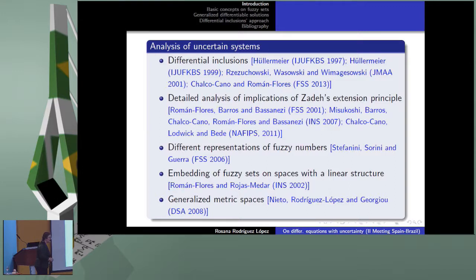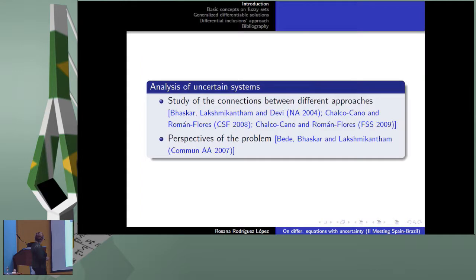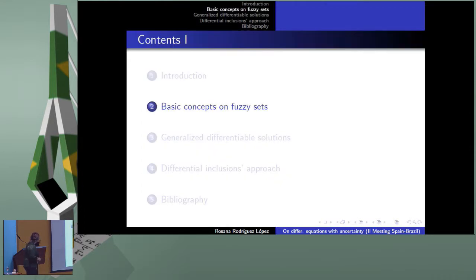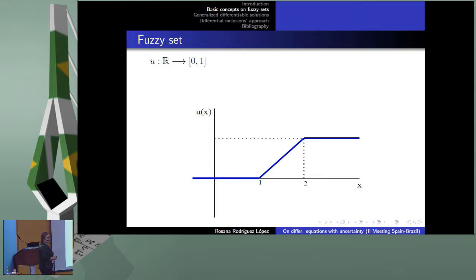The approach of differential inclusions is connected with many monographs and books, for example, about set valued analysis from Aubin and Frankowska or Michelina. And in relation with the fuzzy context, Hüllermeier in 1997 explores the applicability of this method to equations with uncertainty. There are many other contributions I am not going to explain in detail, and I will just go to the basic definitions about the idea.